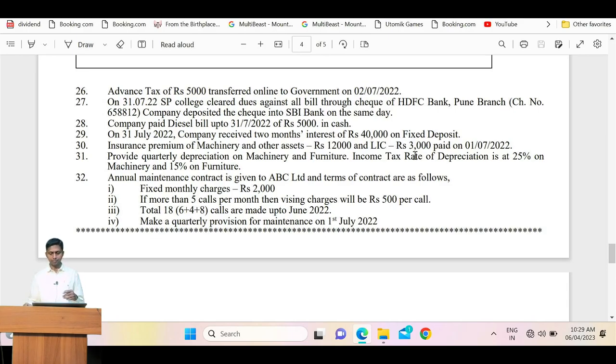Annual rates. 25% per annum. Therefore, for a quarter, how much? First calculate for a year and then just divide it by 4, you will get quarterly, and then pass the entry of a depreciation. Directly don't write the annual amount, otherwise you will get it wrong.